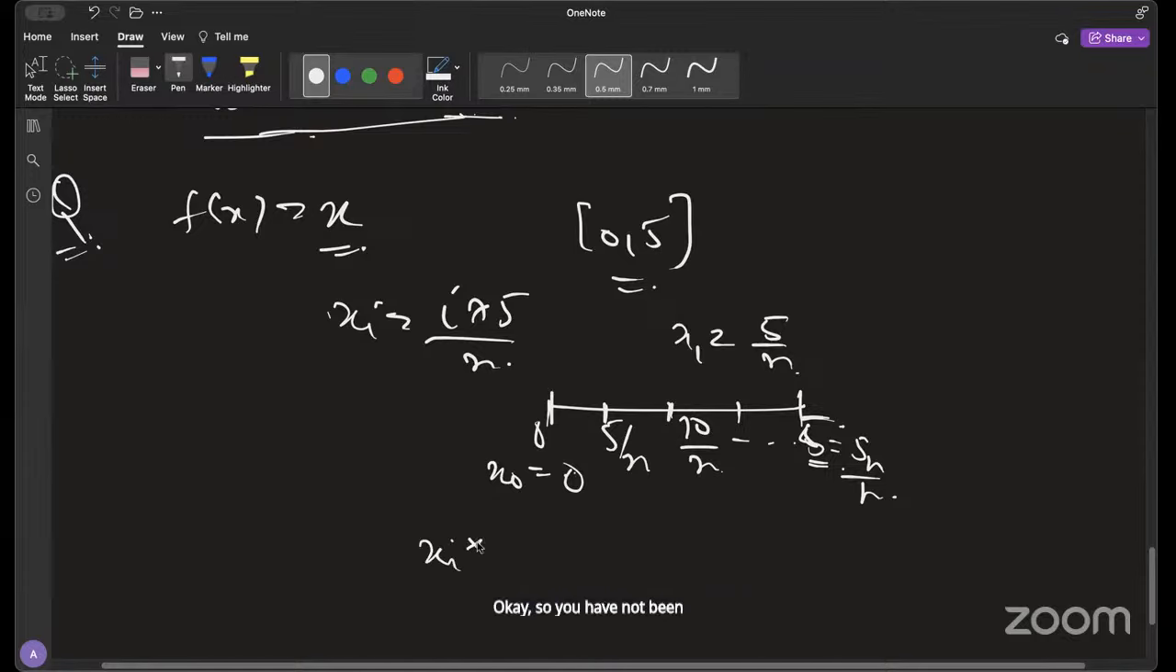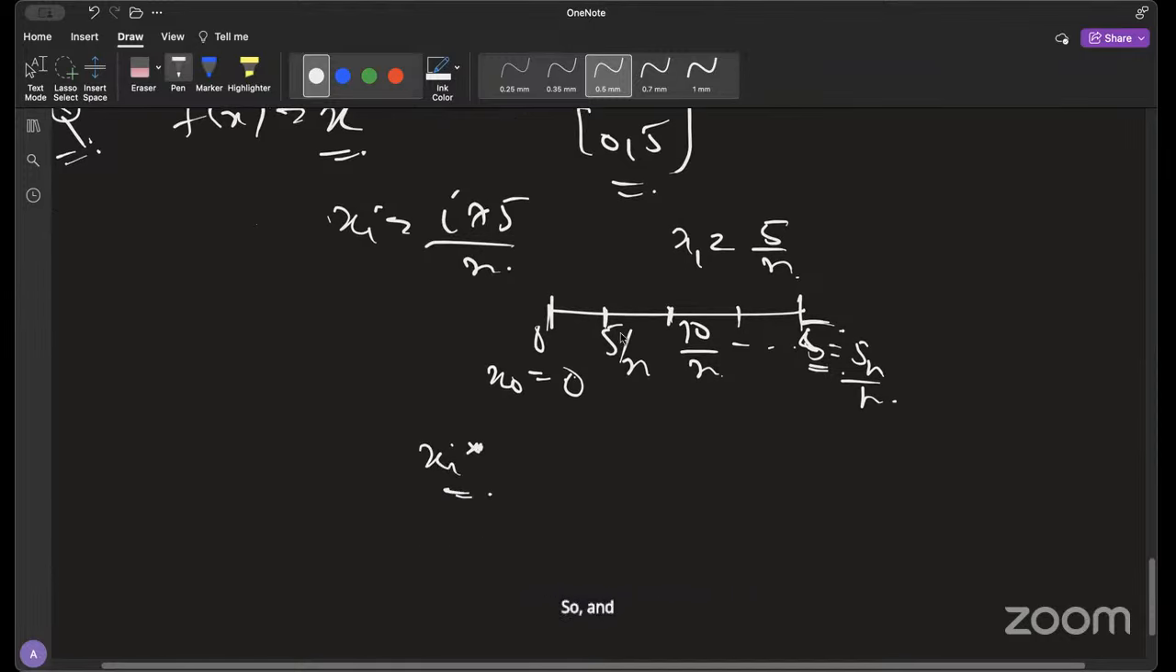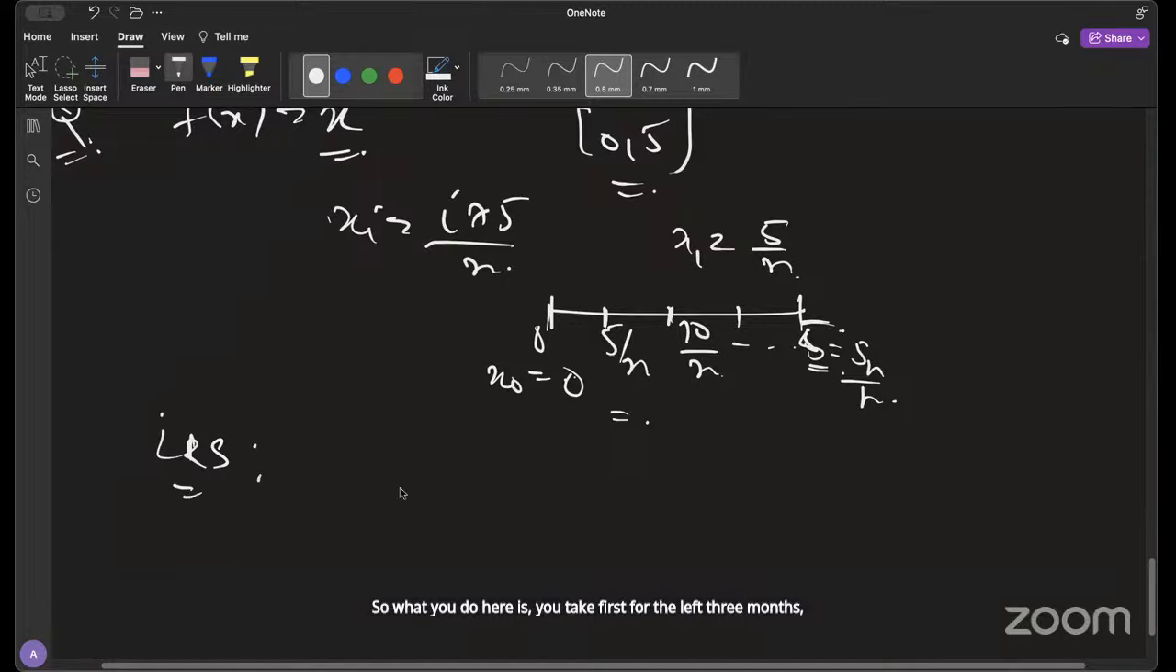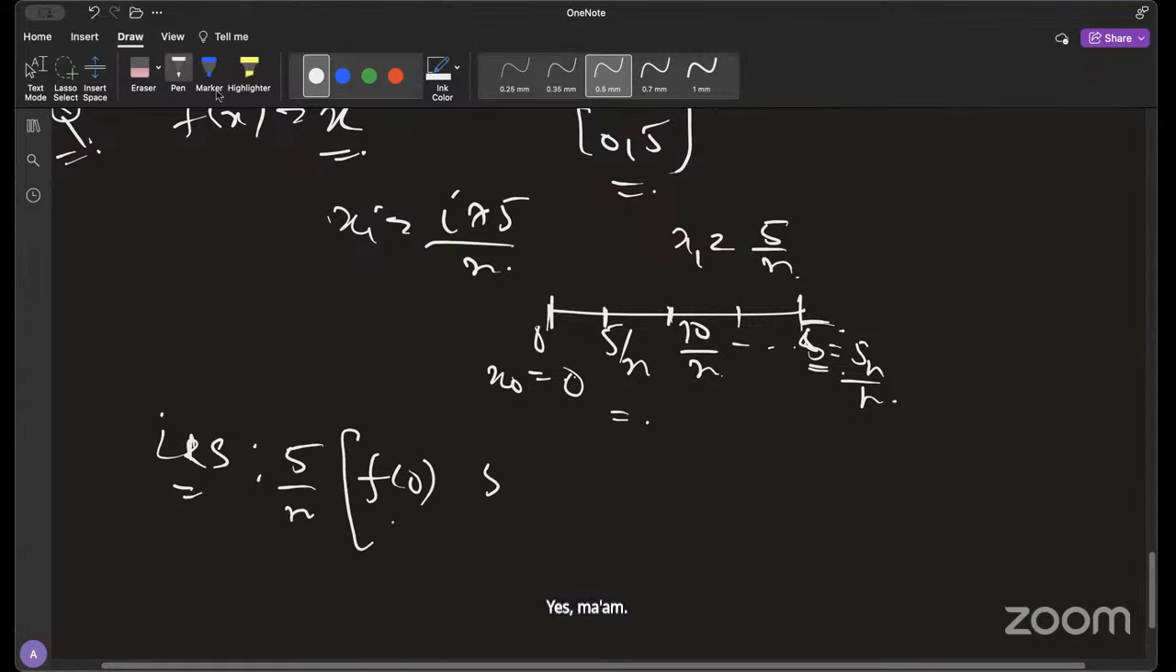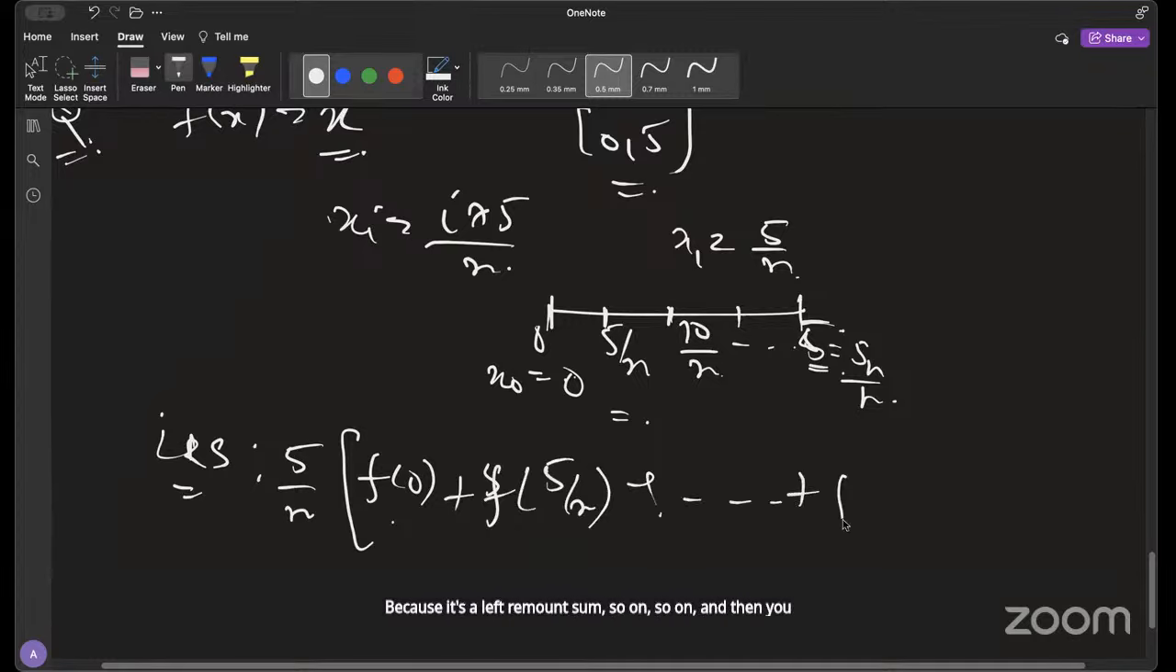Okay, so you have not been given xi star, that's why. What you might be asked to do is the left Riemann sum and right Riemann sum in this one, as far as I remember. So for the left Riemann sum, you take 0 there. So you do f of 0, and this interval's length is 5, so all of them are of length 5 by n only. So you can just take 5 by n. Yes, ma'am, this is 5 by n. Then you'll have f at 0, then f at 5 by n, because it's a left Riemann sum, and so on. And then you have f at 5(n minus 1) by n, right?